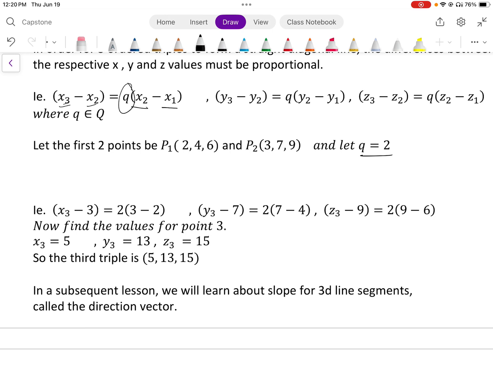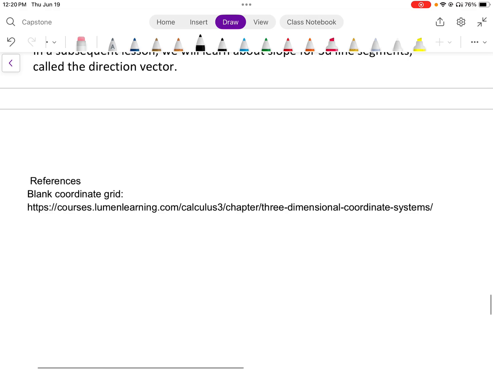Okay. In a subsequent lesson, we're going to learn about this. We're going to talk about slope within 3 dimensions, called the direction vector.